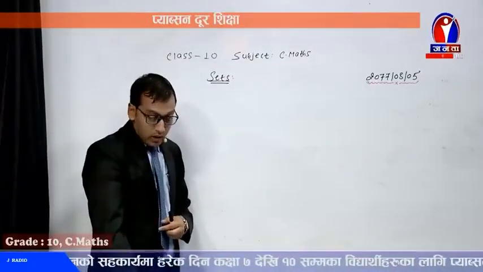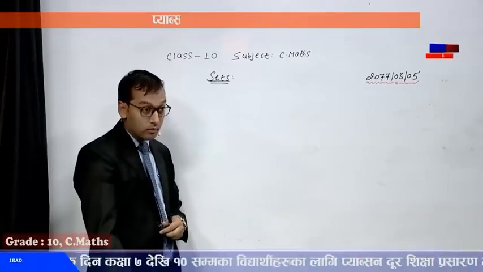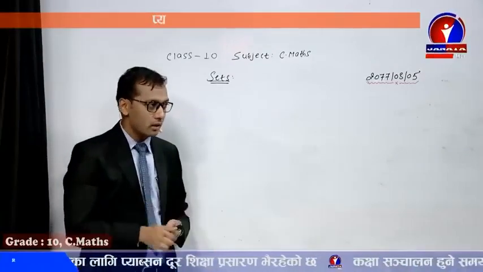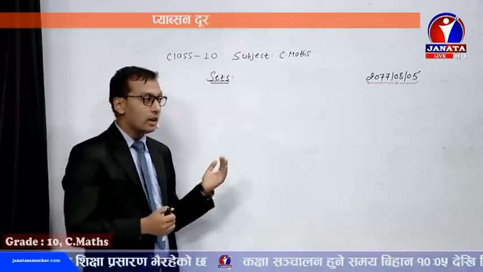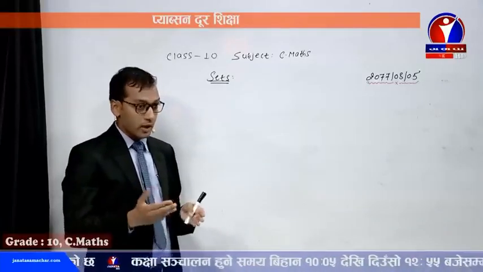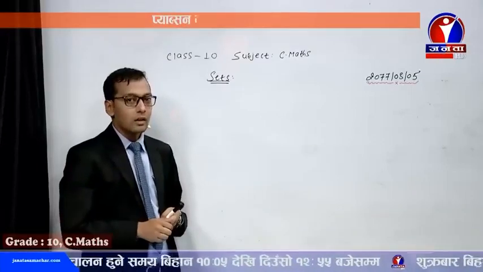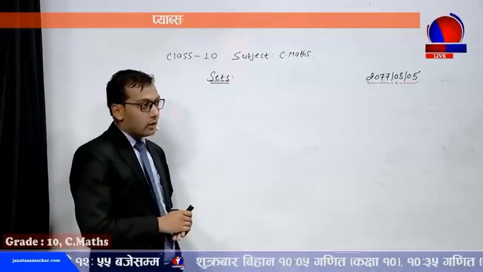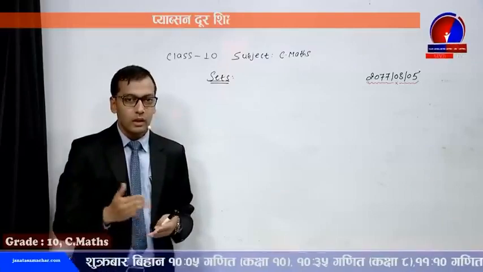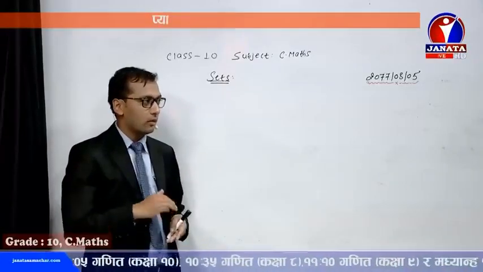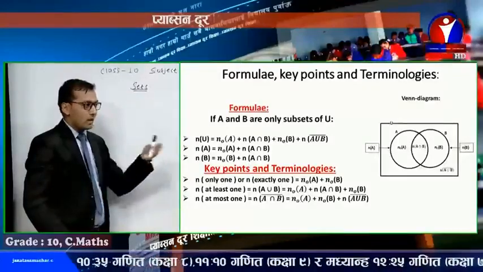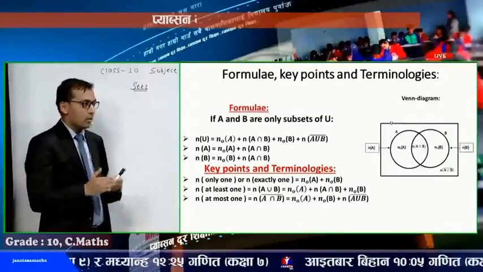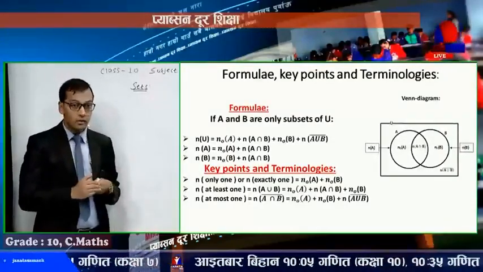Okay, so let me display the slide again. Here are some key points and terminologies. The terminologies we have already discussed, like n only A, n only B, intersection, and complement. These are called the terminologies. All right. So I'm going to talk about some key points based again on the Venn diagram. You can see in the slide, because I don't have much time to take questions for today.